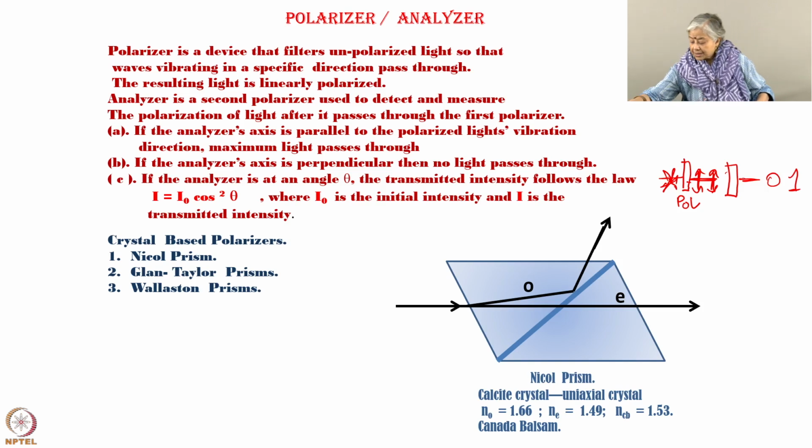Okay. Now, if the analyzer axis is perpendicular, then no light passes through. If the analyzer is at an angle theta, the transmitted intensity follows the law I equal to I0 cos square theta, where I0 is the initial intensity and I is the transmitted intensity.